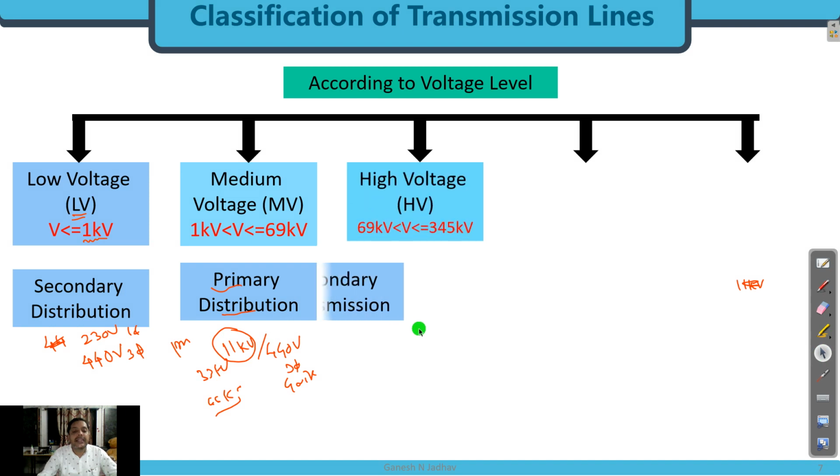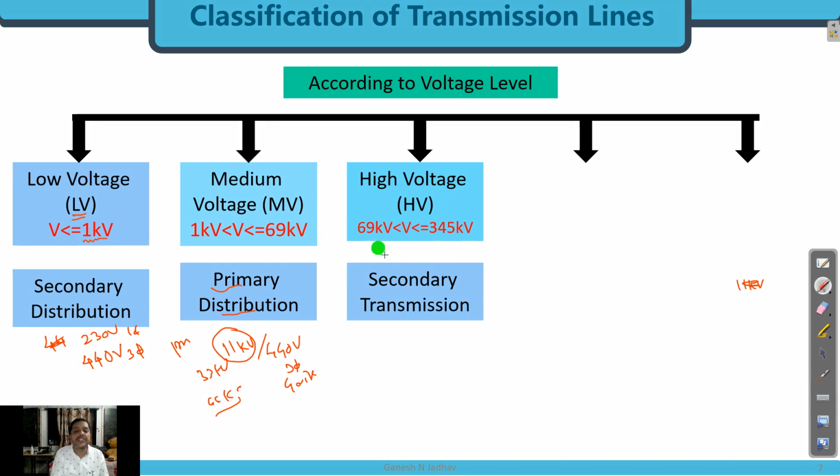Let's begin with the next category, the high voltage category. The voltage from 69 kV to 345 kV is known as the high voltage line, that is HV, and it is used for secondary transmission purposes.